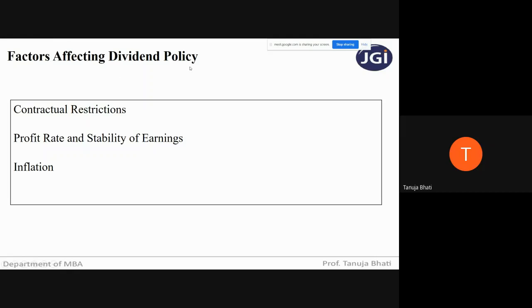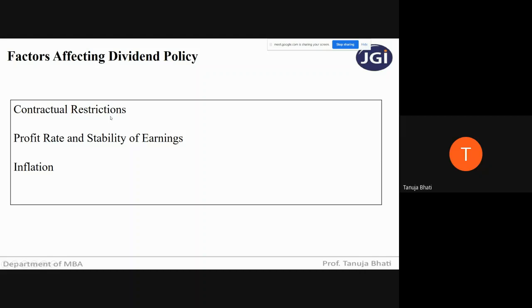Next, what are the factors affecting dividend policy? Obviously, when the management of the company or finance manager or the finance team has to decide on the dividend policy, like what should be the dividend given, should the dividend be given or not, at what intervals it should be given, at what rate it should be given, while making this policy, there are different factors that are going to affect the dividend policy that is going to be made by the company. So first is contractual restriction.